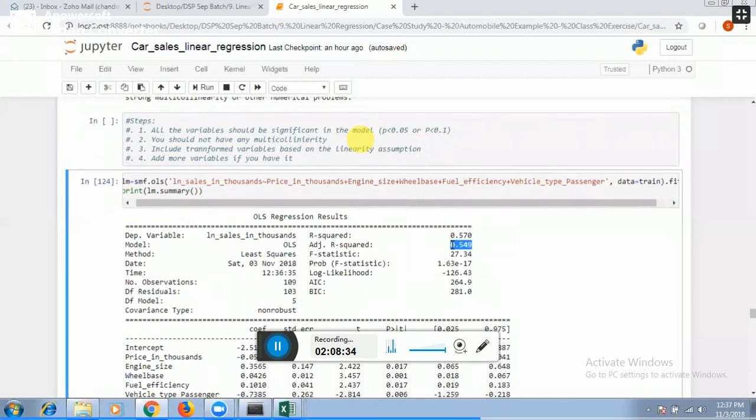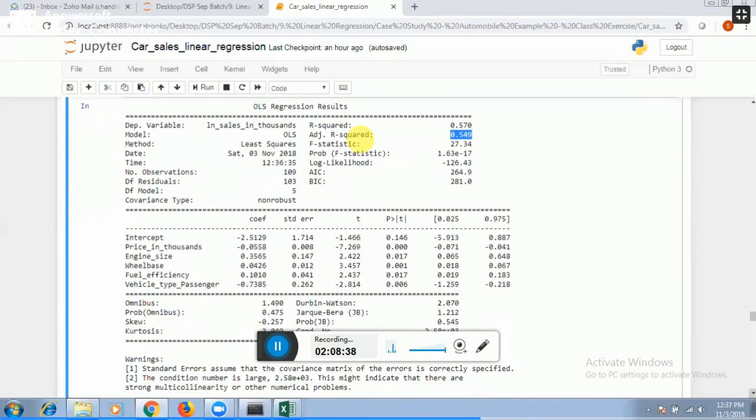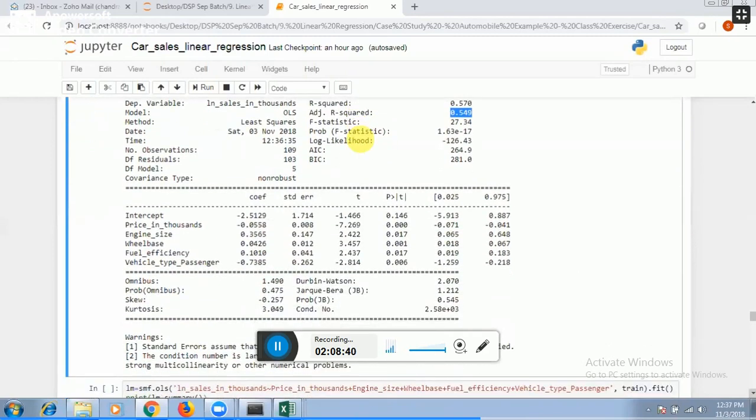But at this point of time, you now understand how to drop the variables. You cannot drop all the variables in one single go. Why? Because sometimes insignificant variables become significant, and significant variables become insignificant, because of multicollinearity.